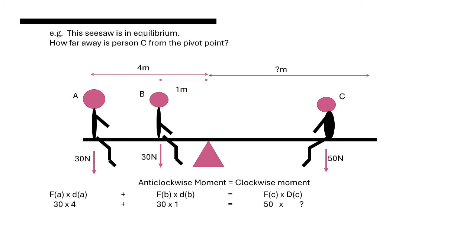So 30 times 4 plus 30 times 1 must equal 50 times the distance from the pivot. So we can write this as 120 plus 30 equals 50D. Now to find D, or the distance from the pivot, we can now take our 150 and divide it by 50. This gives us 3 meters.